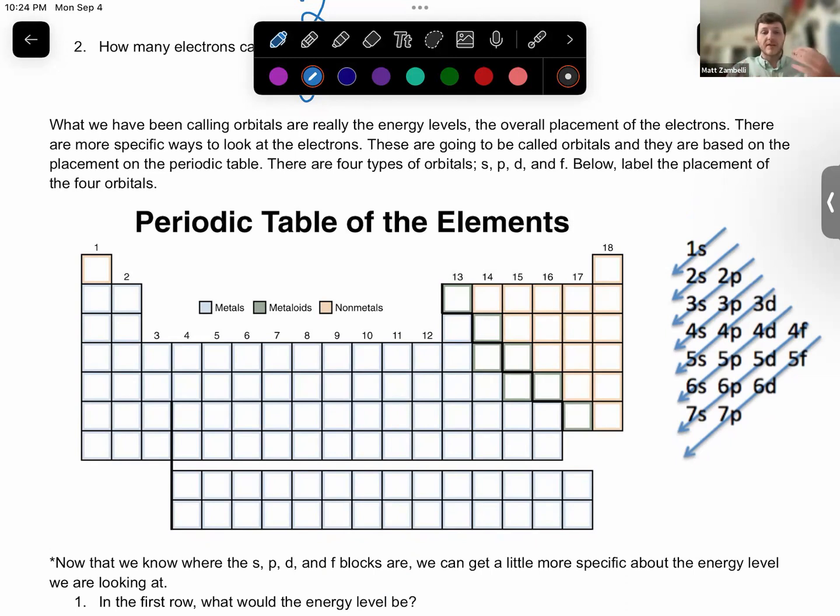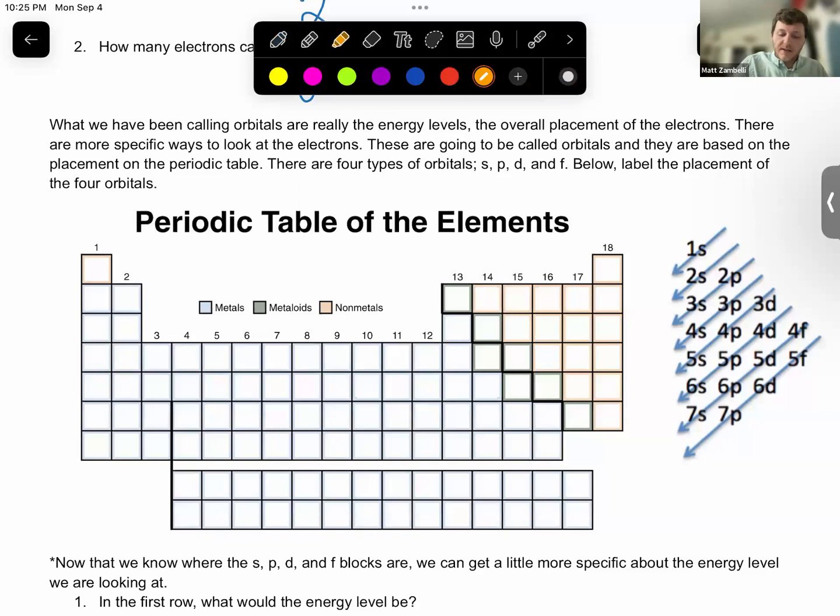The energy levels are going to be the rows, so row 1, 2, all the way to 7 that we've been talking about, but our orbitals are going to be the placements of specific electrons. So when you hear me say orbitals, I'm really talking about smaller sections than when we're talking about energy levels, which is the whole overall section. And so we need to talk, there are 4 specific sections of our periodic table.